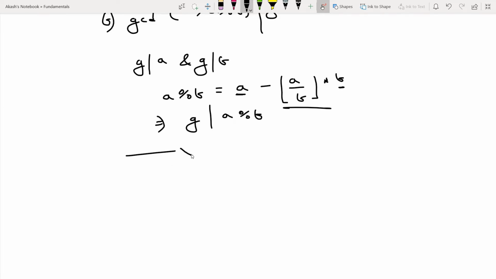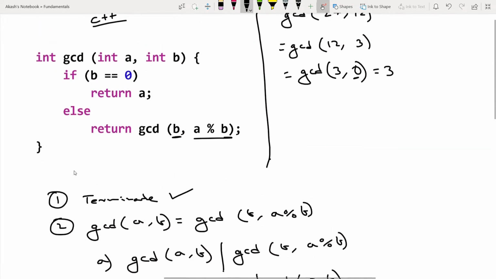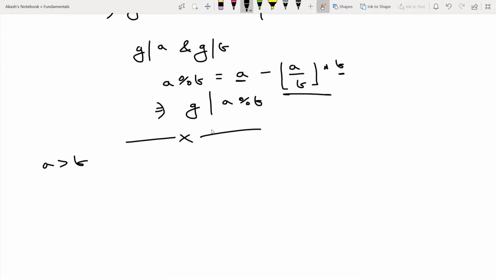To analyze the time complexity, I'm going to make a small assumption that A is always greater than B. Let's see what happens if A is smaller than B. Suppose A is 12 and B is say 27. What is going to happen? We will return the GCD of B and A modulo B, that is the GCD of 27 and 12. That means if the initial input A is smaller than B, then after the first iteration it will get bigger than B, because we are returning the GCD of B and A modulo B. A modulo B will only take values from 0 to B minus 1. So even if initially A is smaller than B, after just one recursive call it will get bigger than B. So I am assuming that A is greater than B.